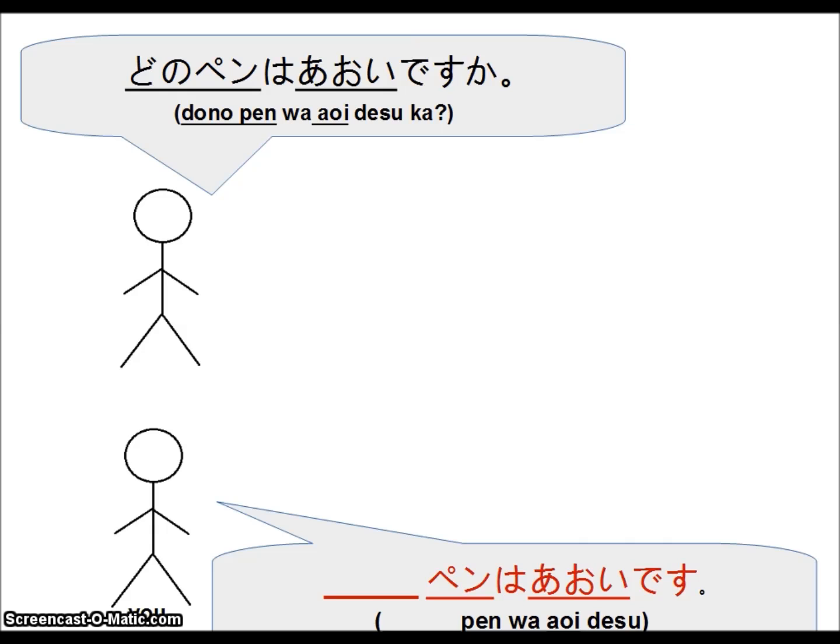This is like the activity we did before, except now the question is, dono pen wa aoi desu ka? You might know the word better as ao, ao. That means blue. So we're asking which pen is blue. Dono pen wa aoi desu ka? Your choices would either be kono pen wa aoi desu, sono pen wa aoi desu, or ano pen wa aoi desu.